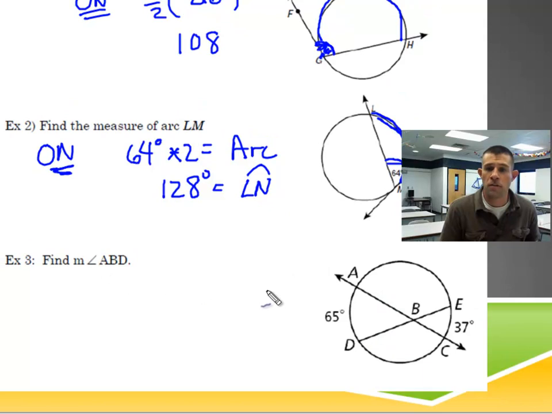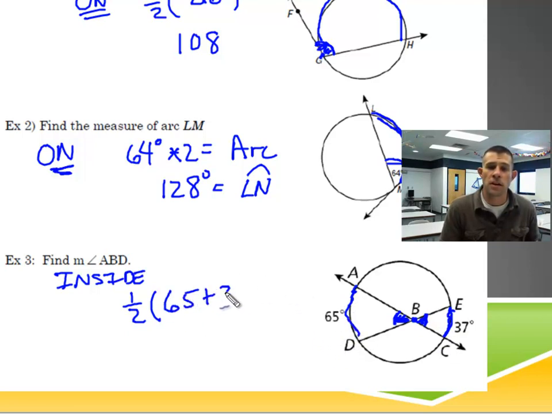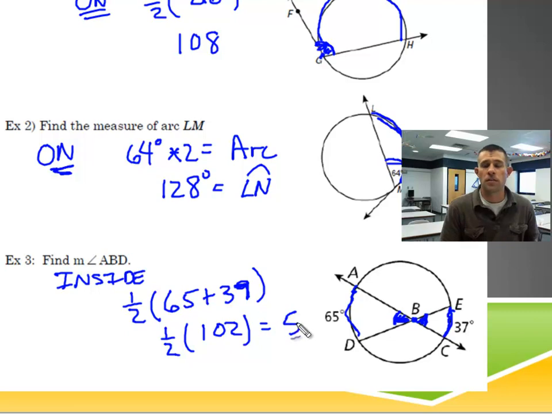Example 3 asks me to find the measure of ABD. This angle right in here, and I see that the vertex now is inside my circle. Because it's inside, I know that it's got to be half the sum of the two intercepted arcs. So angle ABD and angle EBC, remember, are congruent because they're vertical angles. I'm going to use those to find my intercepted arcs. That's arc EC and arc AD. So I take 65 and add to it 37. That should give me 1/2 of 102, and that's going to result in 51 degrees.